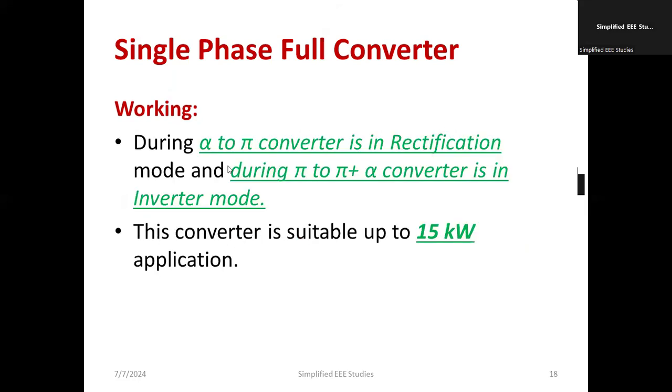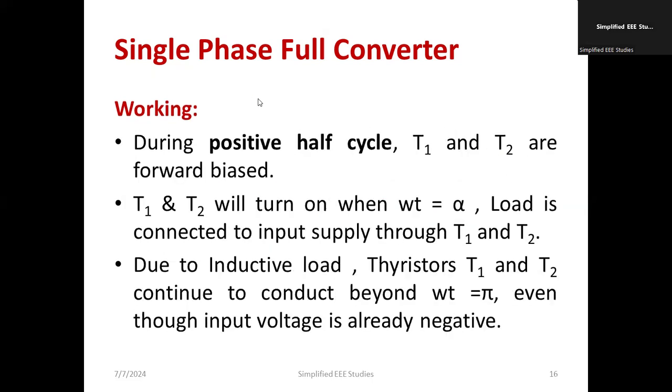Now, this device is applicable up to 15 kilowatts. If the load rating is up to 15 kilowatts, you can use a single phase full wave converter to convert AC to DC in a controlled fashion. So using thyristors, you can easily use it. Okay, so that is a peculiarity of this particular device.